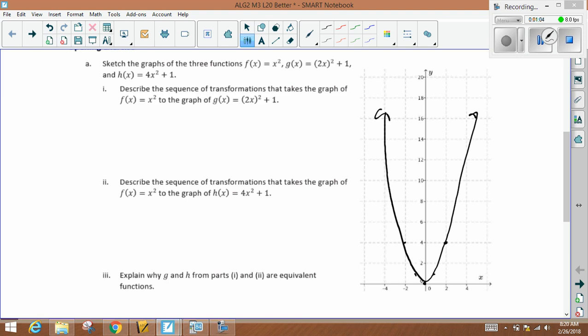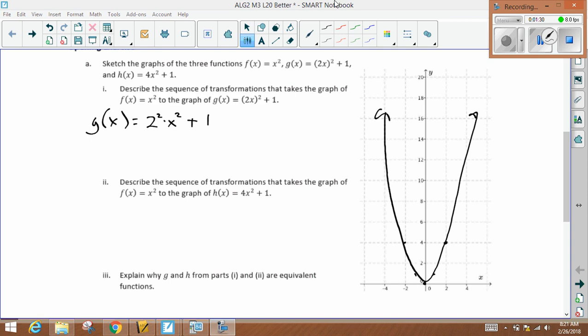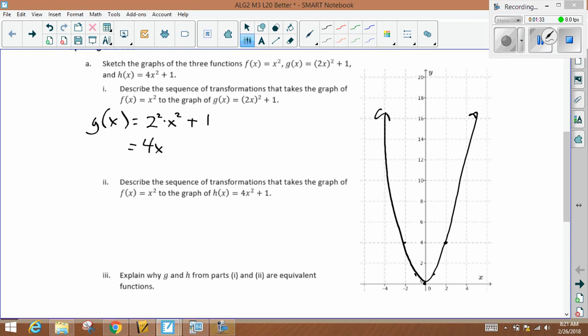Real quick, seems like there's something suspicious going on with the graphs of g of x and h of x. Let's look at g of x. Well, isn't that 2 squared times x squared plus 1? Alright, so that is the same thing as 4x squared plus 1. Oh, which is the same thing as h of x, right? So let's not graph the same thing twice.